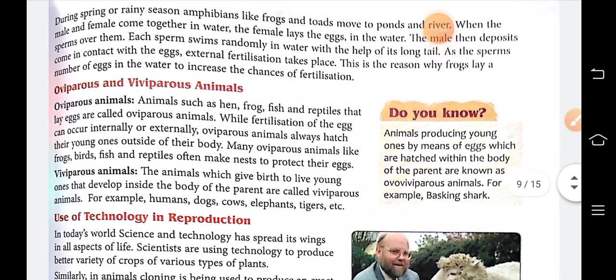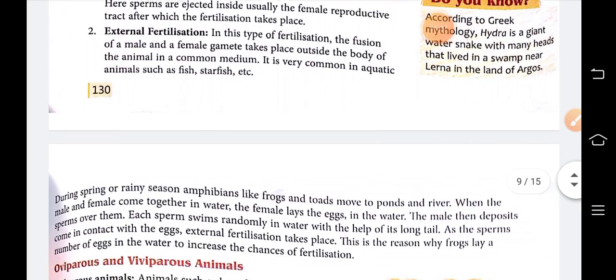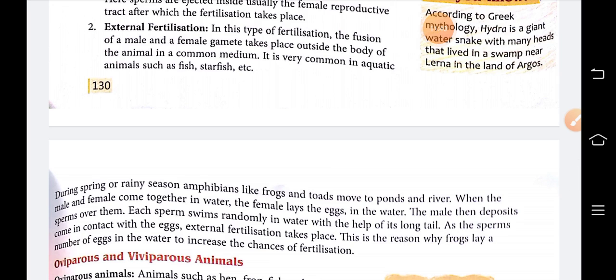So these are the different types of animals and different types of fertilization which take place in animals.